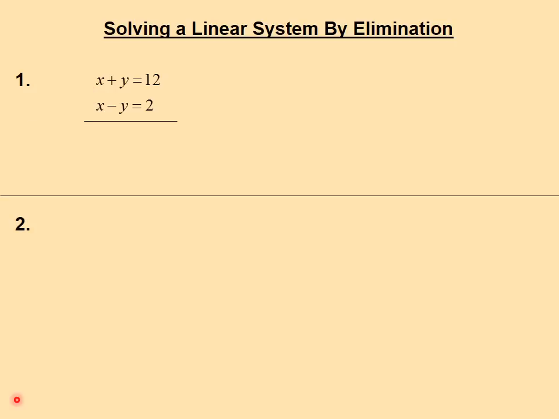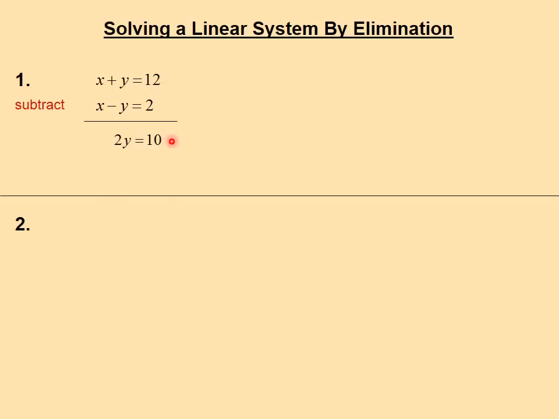Now what we're going to do is draw a line across underneath, and in this case I want to subtract. Sometimes I can add, sometimes we can subtract. In this case I'm going to choose to subtract, because I want my x's to go away. I'm going to subtract every single thing in this column, in a downwards fashion. So x minus x gives me no x, and then y minus a negative y, be careful there, gives me a plus y, so I'll have 2y, and 12 minus 2 will give me 10.